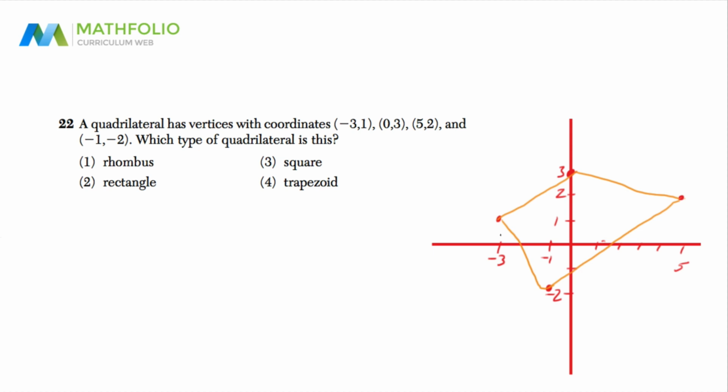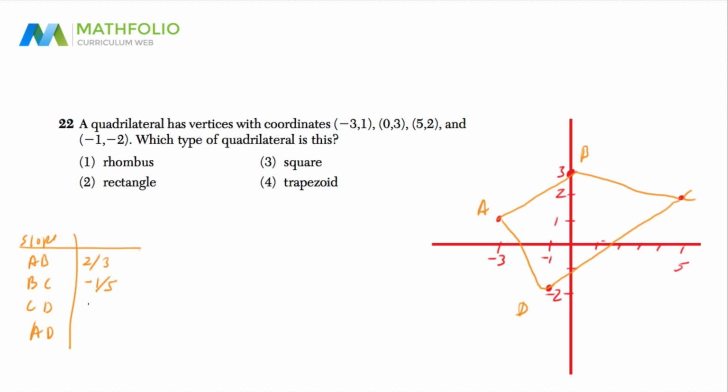So let's start out by giving these some letters. A, B, C, D. So let's try and find the slope of each: the slope of AB, BC, CD, AD. For AB, A to B, it goes from 1 to 3, so it's a rise of 2 over a run of 3, 2/3. For BC, we've got a rise of -1 because it drops down over a run of 5.